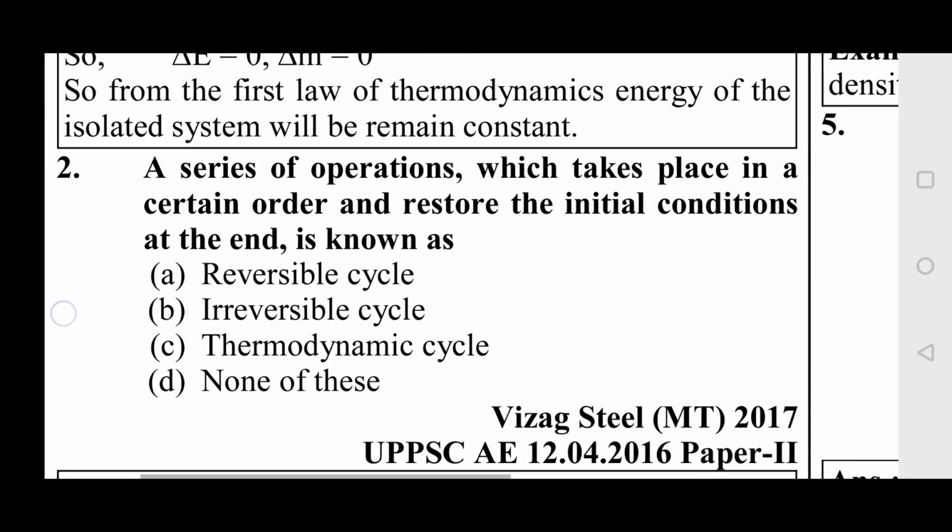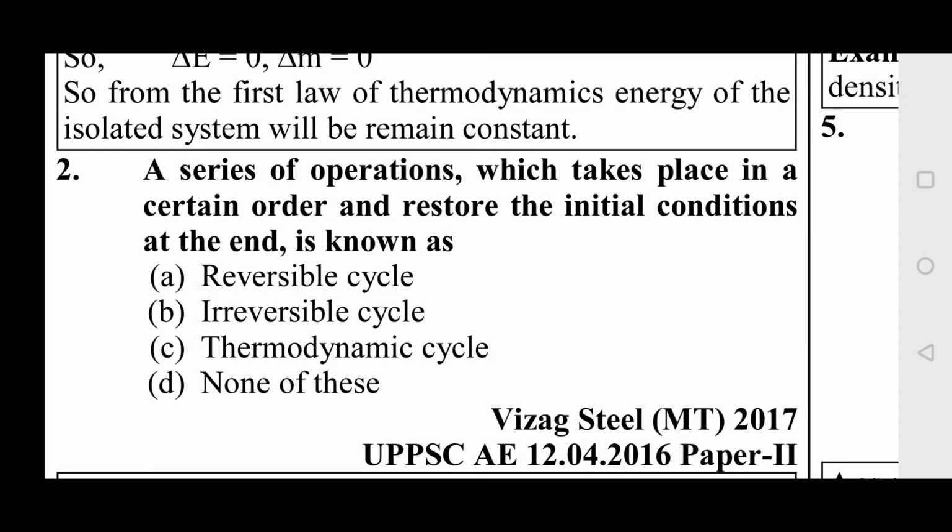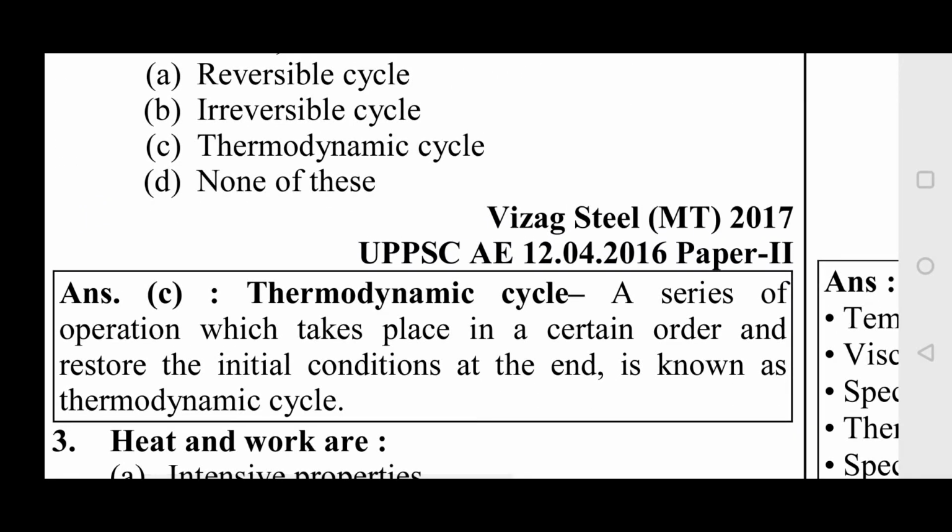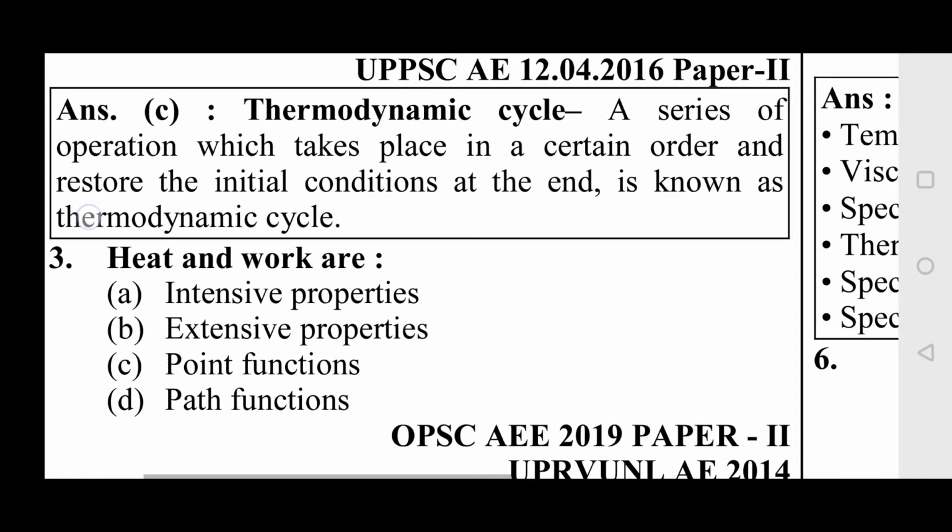Next question. A series of operations which takes place in a certain order and restores the initial conditions at the end is known as a. Answer is C. Thermodynamic cycle. A series of operations which takes place in a certain order and restores the initial conditions at the end is known as a thermodynamic cycle. And third question is, heat and work are the.